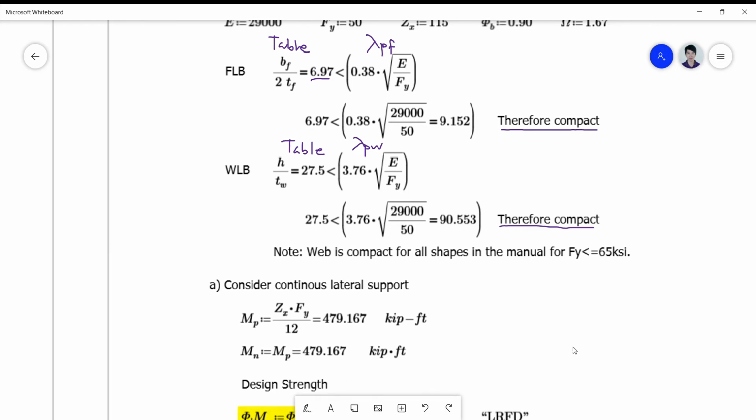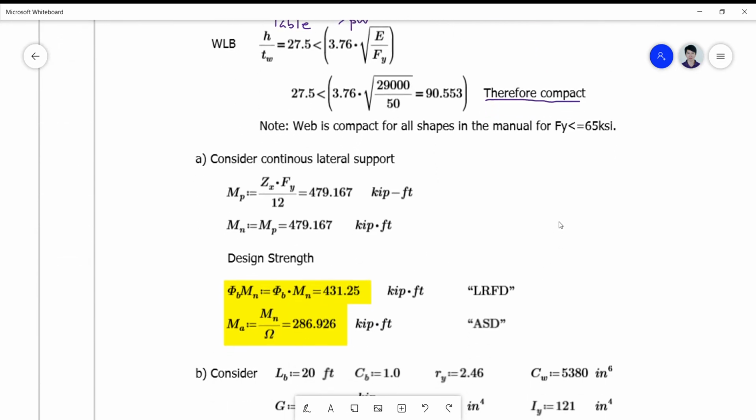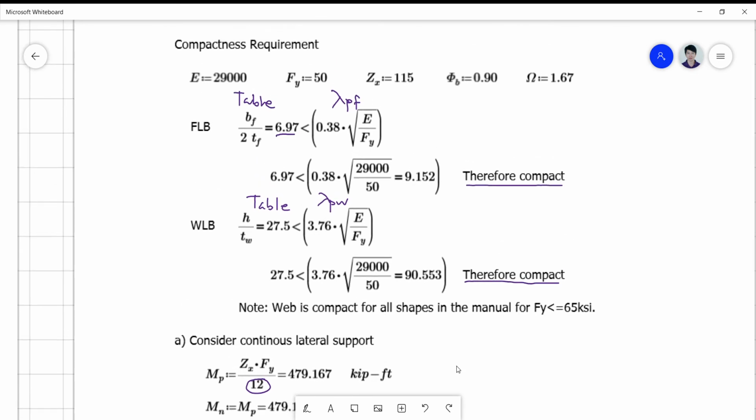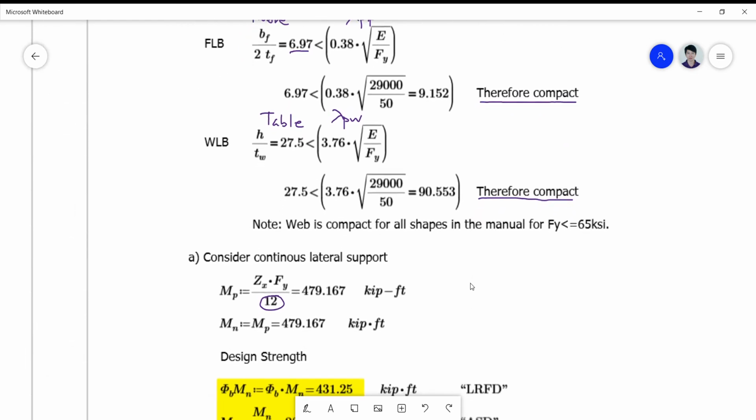So for the continuous lateral support requirement, the first condition given in the problem, all we need to compute is the value of the plastic moment from the formula ZxFy over 12. This 12 here is for conversion purposes from inch-kips to foot-kips. So Zx is from the table, which happens to be 115 inches cubed, multiplied by 50, you get 479.167 kip-feet.